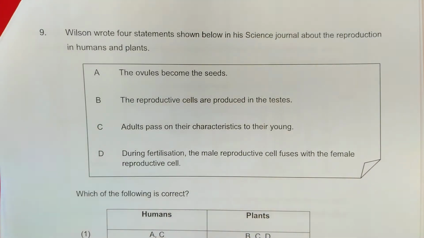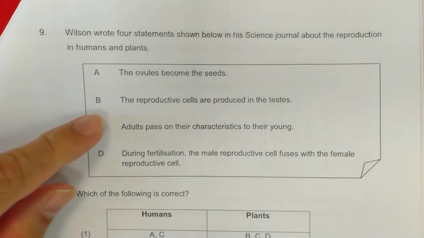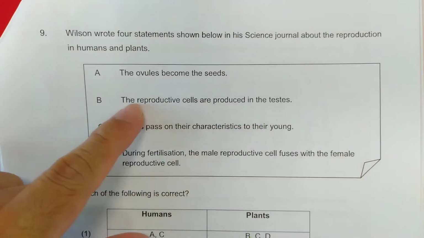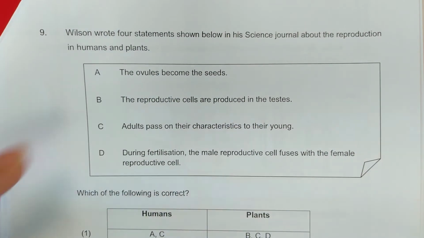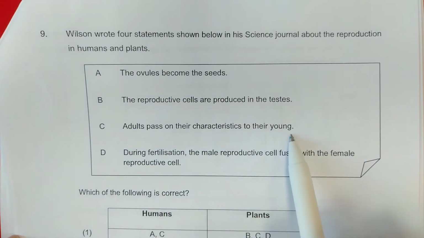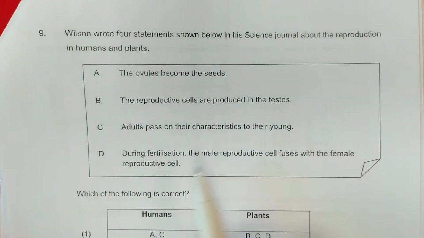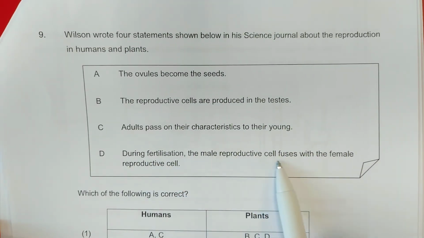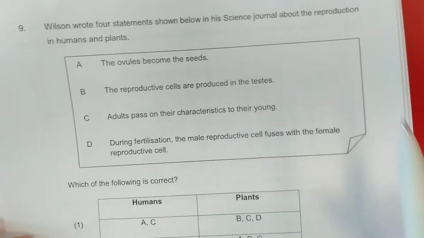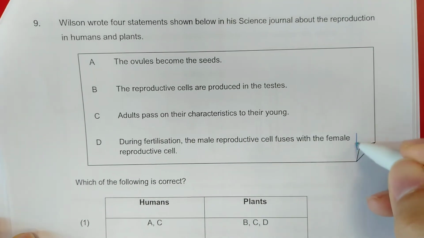So ovules become seeds. This will occur in the plant. These are produced in the testes. This will be the male cell. This will be the sperms. Adults pass the characteristics to the young. This is about the hereditary trait. During fertilization, male cells fuse with the female cell. All these are true. Alright, so this will be for human.